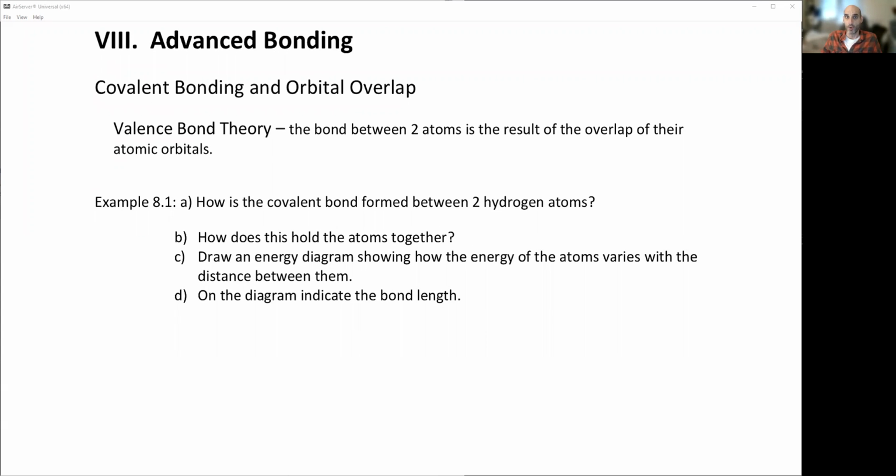So we have drawn Lewis structures. We've talked about what a covalent bond is, but we haven't really gotten into theories about how bonding actually works. So we're going to start with the idea of valence bonding theory. The bond between two atoms is the result of overlap of their atomic orbitals.